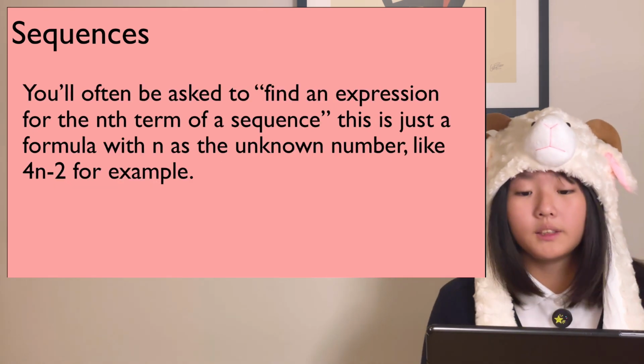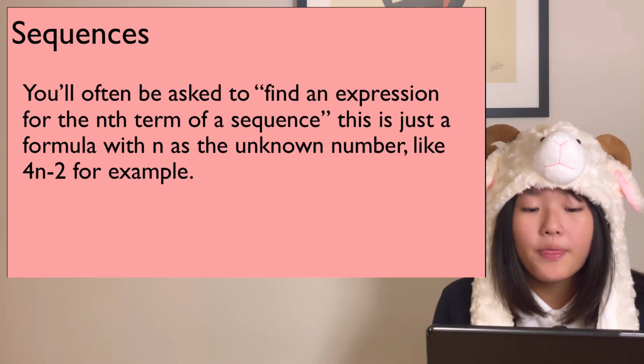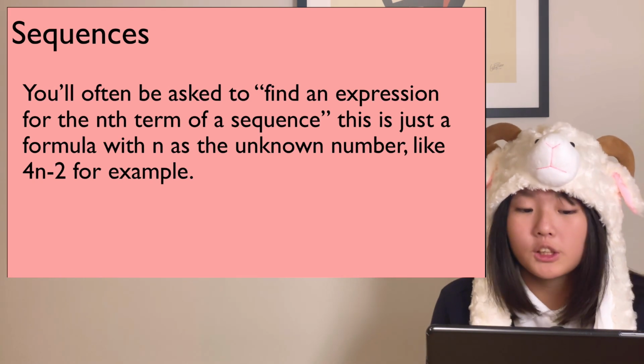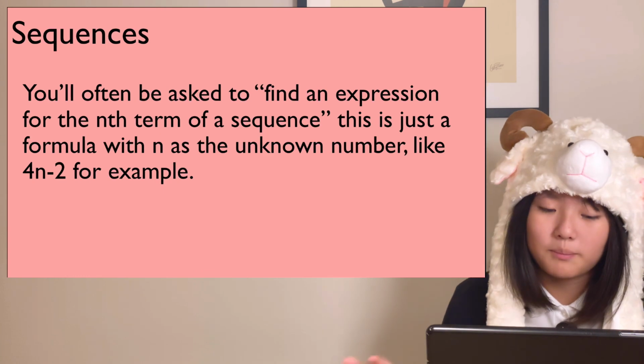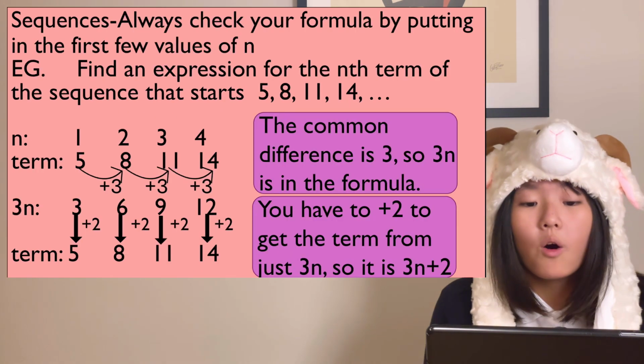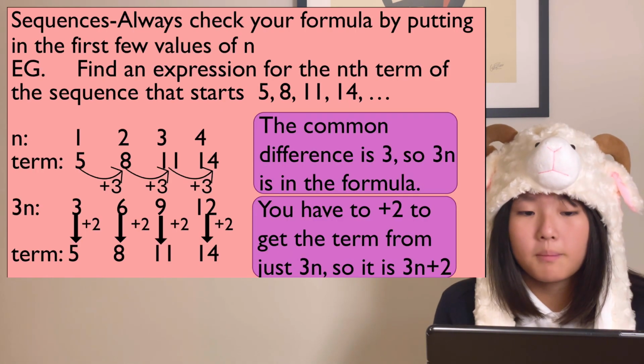You'll often be asked to find an expression for the nth term of a sequence. This is just a formula with n as the unknown number, like 4n minus 2, for example. Always check your formula by putting in the first few values of n.